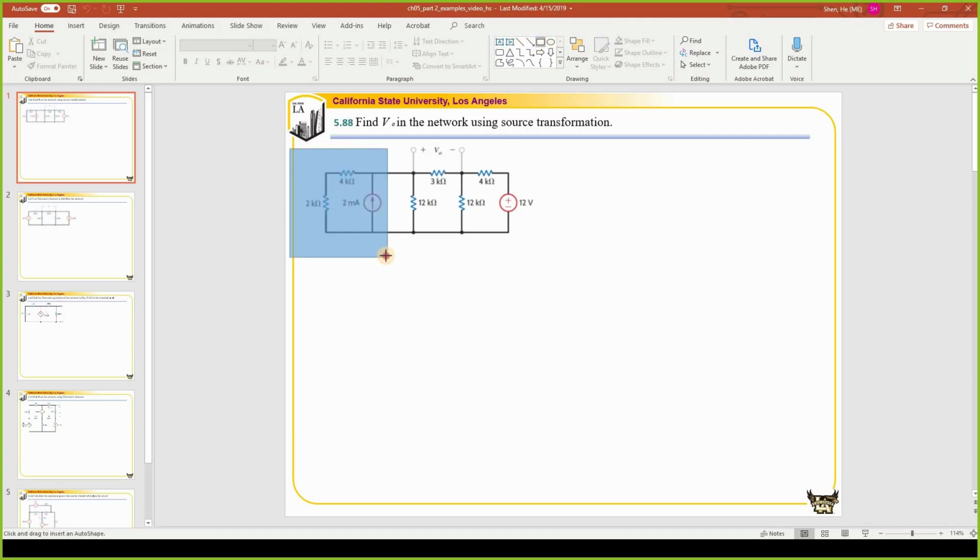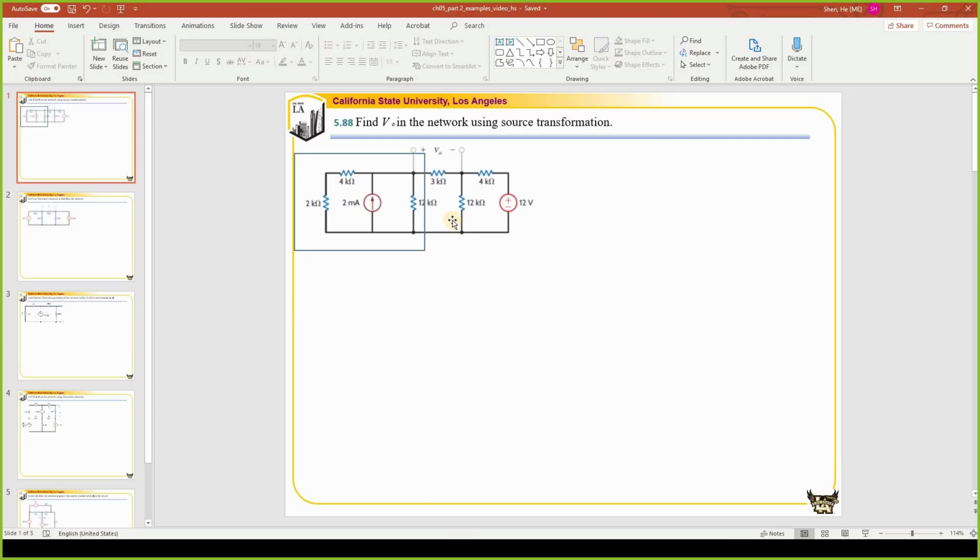So I'm going to simplify this slowly, step by step. Let's see what we have here. On the left-hand side, this is a current source. We have one branch in parallel with this current source, and a second branch in parallel with this current source. It means these two branches are in parallel. So I can simplify this part of the circuit to be a voltage source with a resistor in parallel with that.